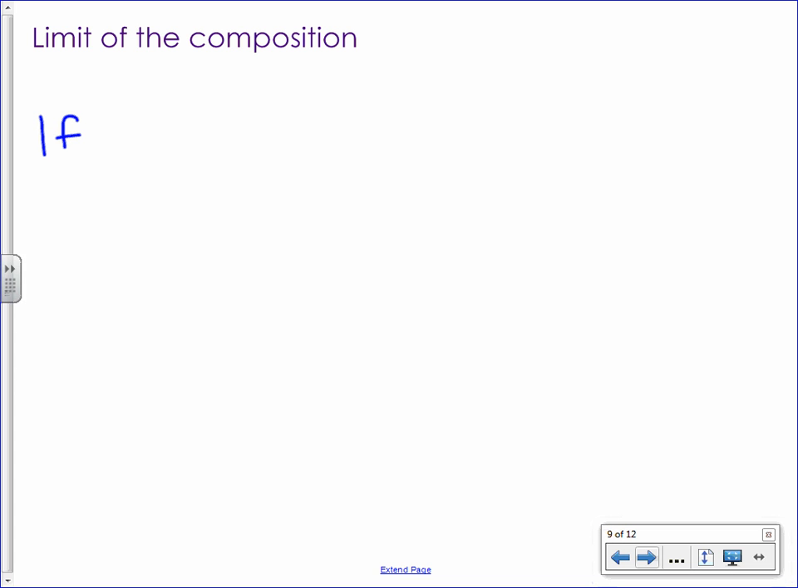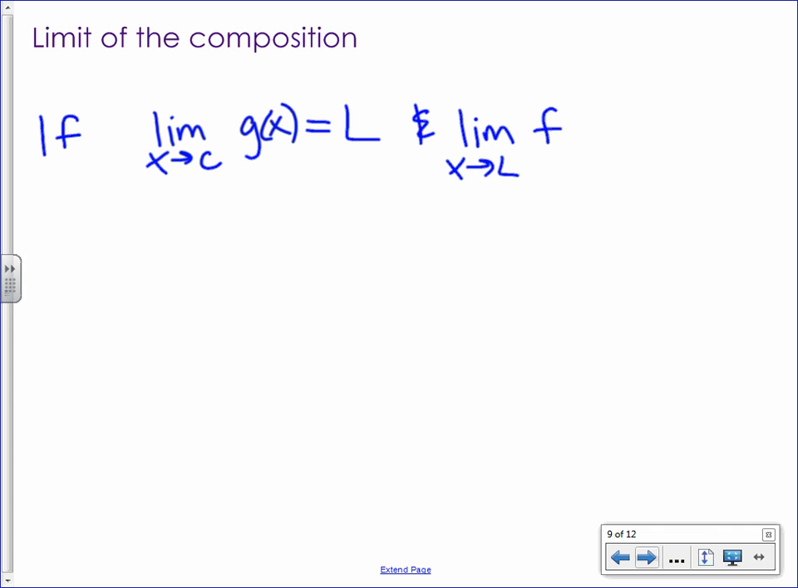if we have the limit as x approaches c of g of x, we're going to say that it equals L. Notice how I'm starting with g of x. And let's say that the limit as x approaches L of f of x is k. Okay. It can be k. Okay, so then what does this mean?